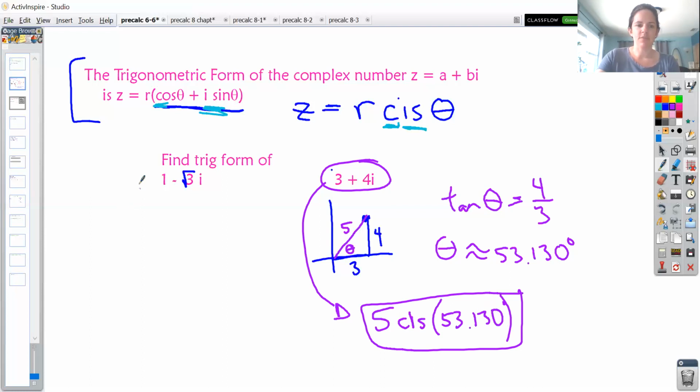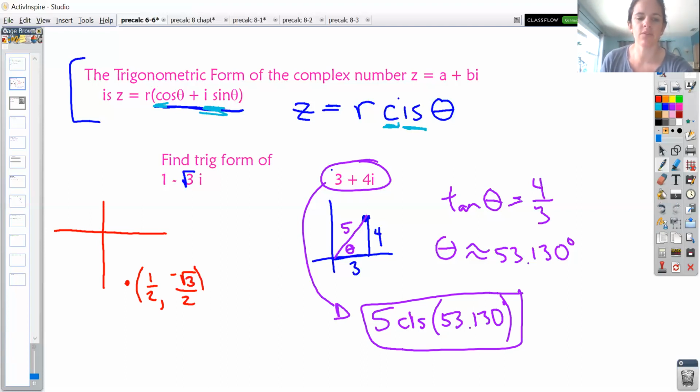Okay, for the one on the left, to find the trig form of 1 minus root 3 times i, we can do it the same way that we just did the first one, but if you notice that this is very similar to one of the points on your paper plate. On your paper plate, you have a point at 1/2, negative root 3 over 2.